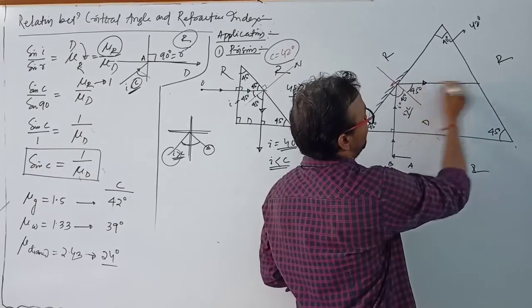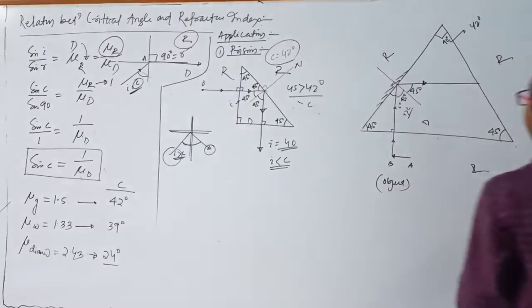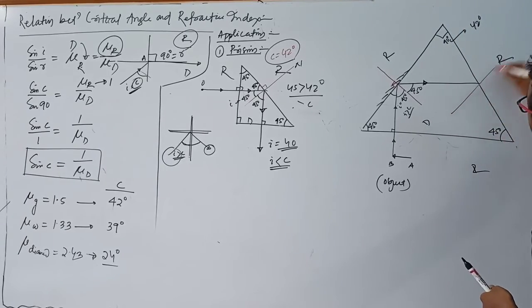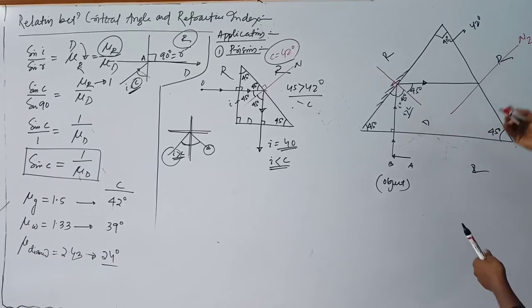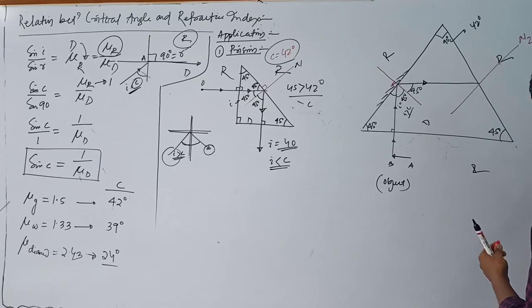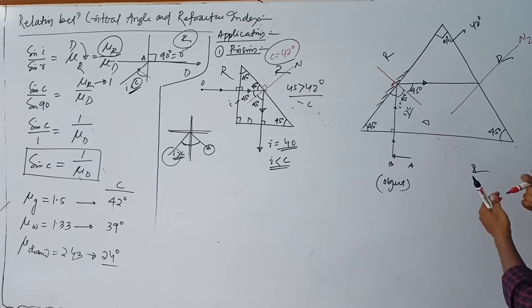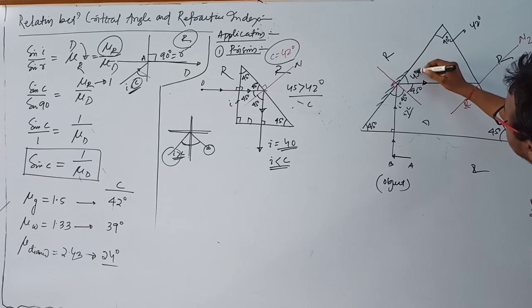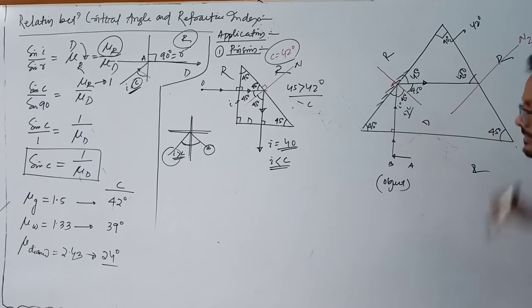Again the ray travels in a straight line in this direction. When it reaches this point, another interface, we have to draw a normal at that point. Suppose this normal is N2. Now this angle is 90 and this angle is 45 degrees, so this angle must be equal to 45 degrees. That is equal to the angle of incidence, and this angle of incidence is greater than the critical angle. Now there is total internal reflection and the ray travels in this direction.